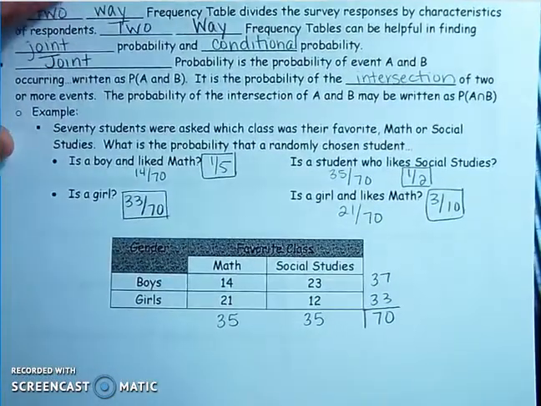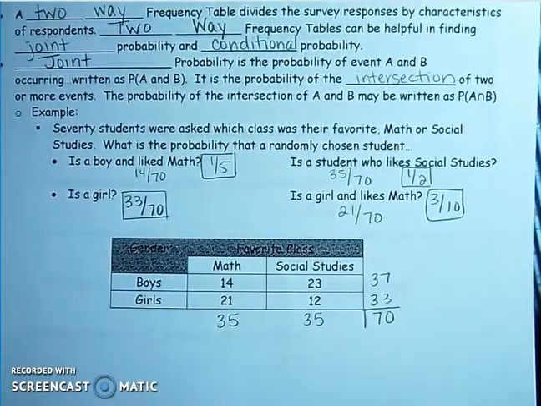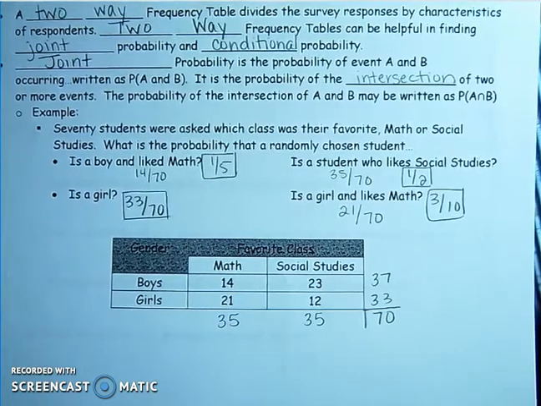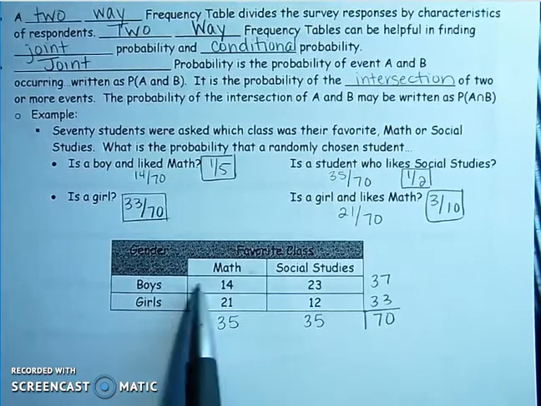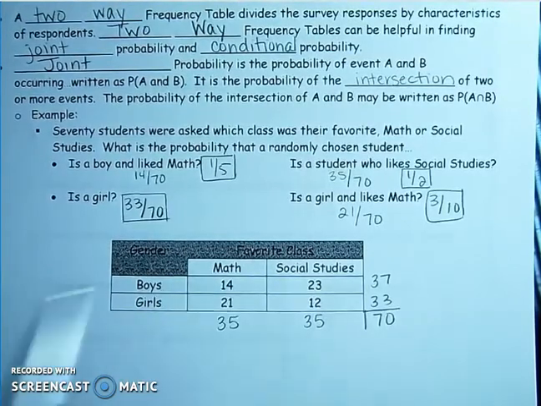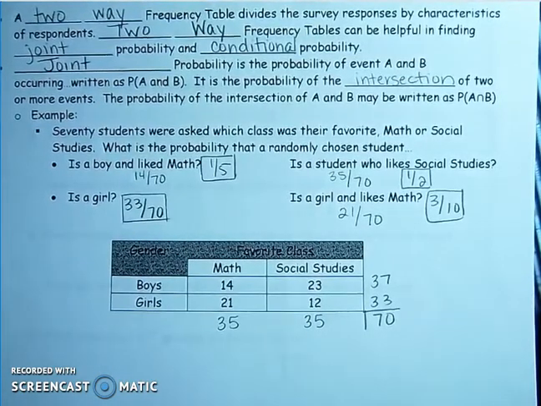70 students total were asked which class was their favorite, math or social studies. And they were divided into boys and girls. So this is a two-way frequency table because I have two things here and I have two things there. There's your two-way. What's the probability that a student chosen at random is a boy and likes math?